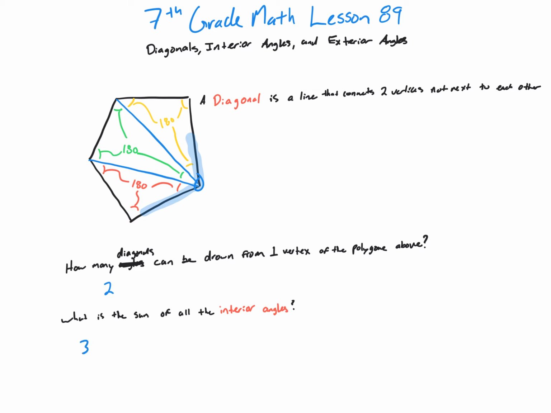So if I were to add all of those up, all I'd really need to do is say 3 times 180. Why 3 times 180? Because I have 1, 2, 3 triangles, and the sum of each of those triangles is 180. And that will give me 540 degrees. So that would be the sum of all the interior angles of that polygon.